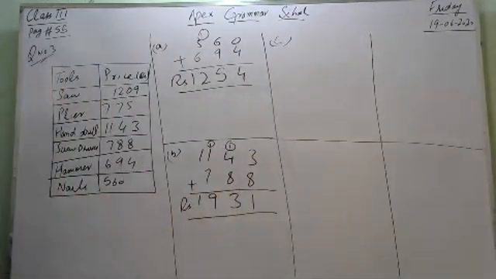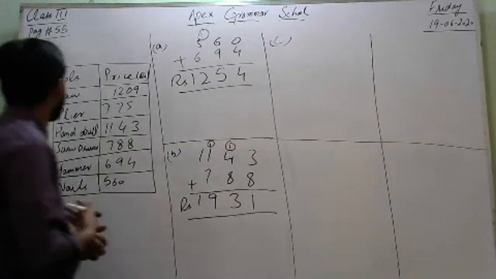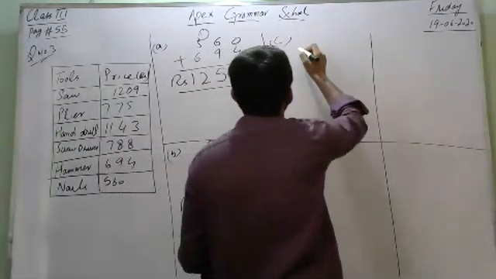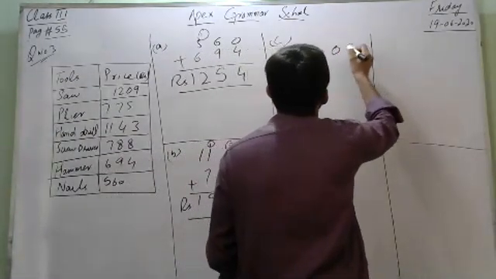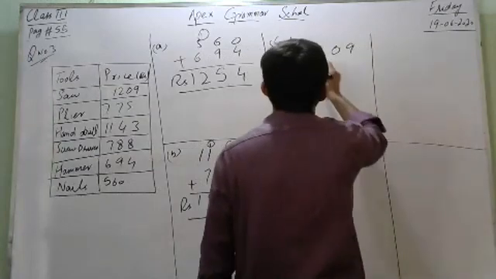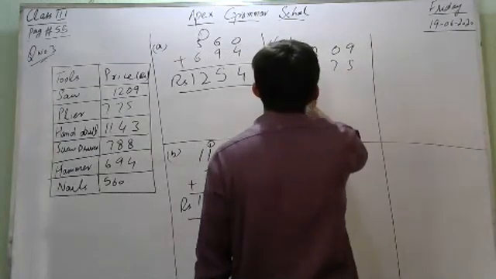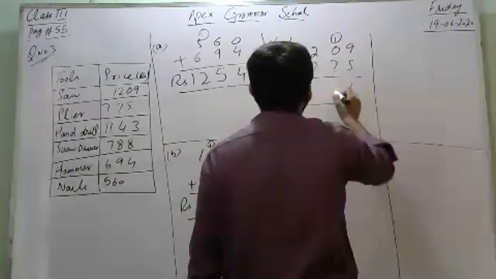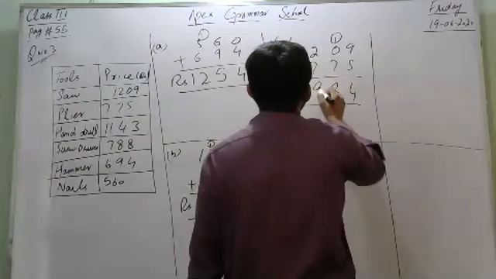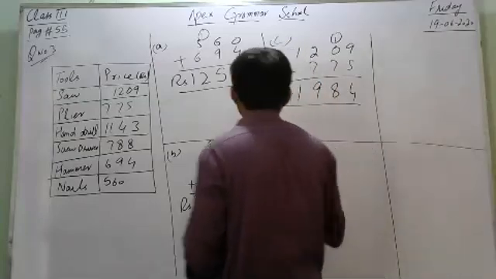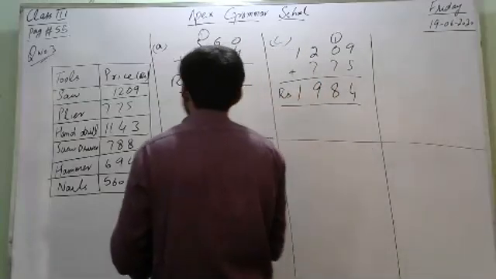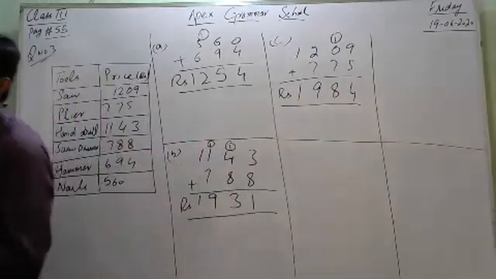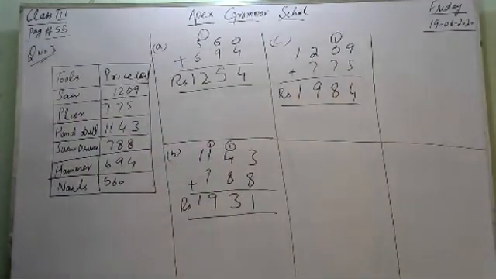C part is saw and plier. Saw price is 1209 and plier price is 775. 9 plus 5, 14, 1 carry, 7 plus 1, 8, 7 plus 2, 9 and 1. 1984 is the total price of saw and plier.